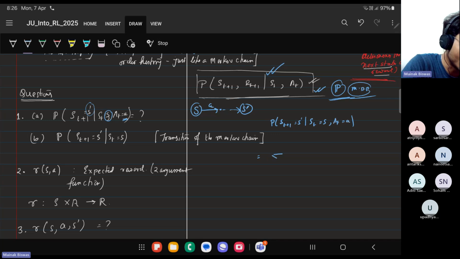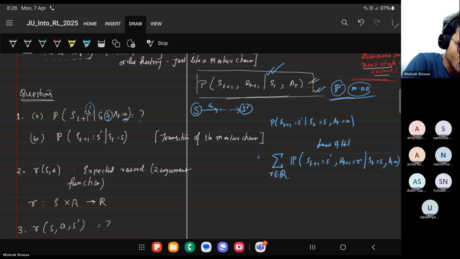Law of total probability, what can I write? Can I write this as the same as S_{t+1} = s', R_{t+1} = r, summed over all possible rewards, given S_t = s, A_t = a? Yes or no? Yes.